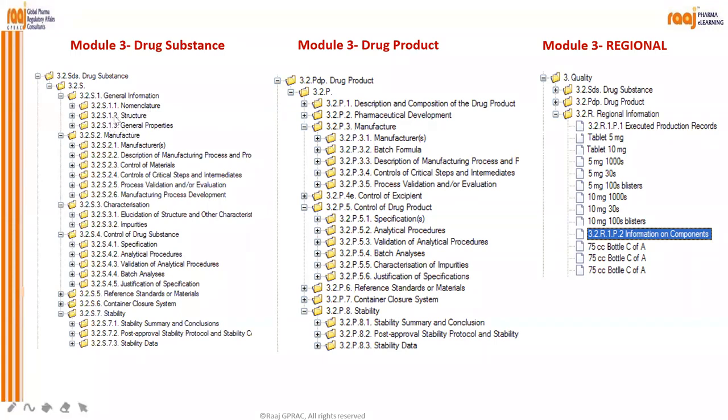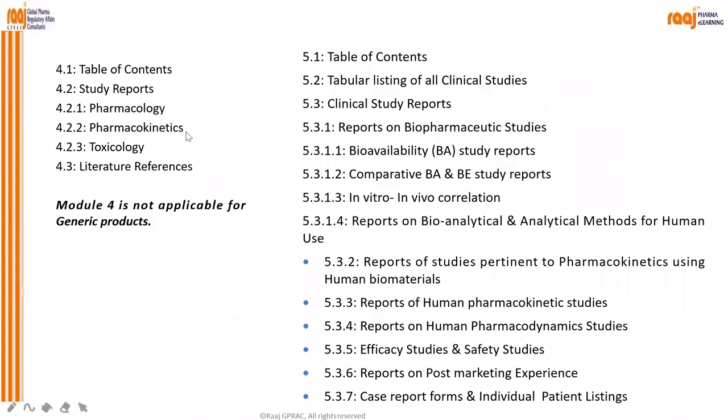So you ensure that all the folders and subfolders are nicely arranged and all the content files, the documents, are properly tagged under each folder. Okay. So this is how module 3 and the regional folder look like. Then module 4 talks about the non-clinical. Module 5 talks about the clinical.